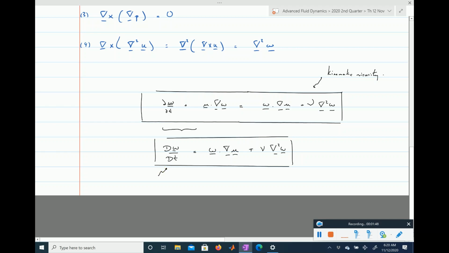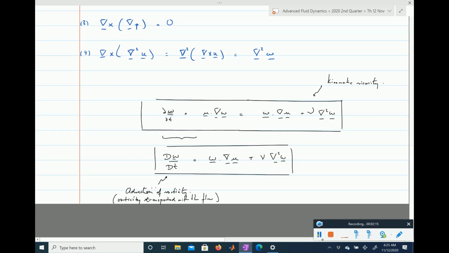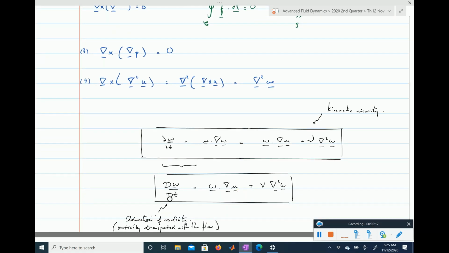This term here is the material derivative, so it tells you how the vorticity changes as you move with the flow, with a material element. So that represents, in terms of transport, how vorticity is advected, so how vorticity is carried with the flow. So that really here represents how vorticity is transported with the flow.